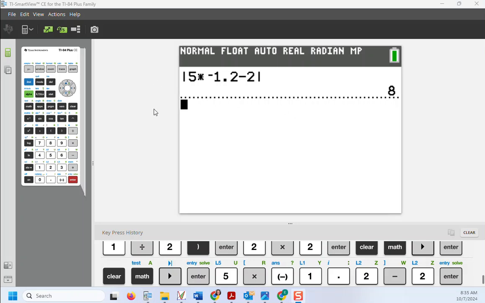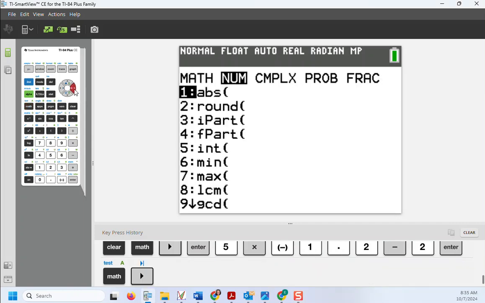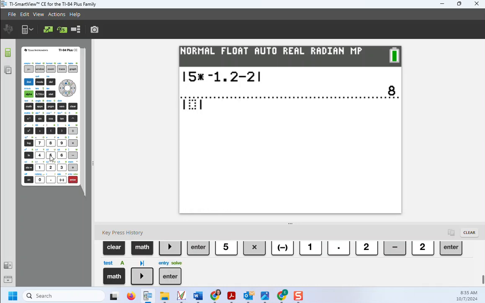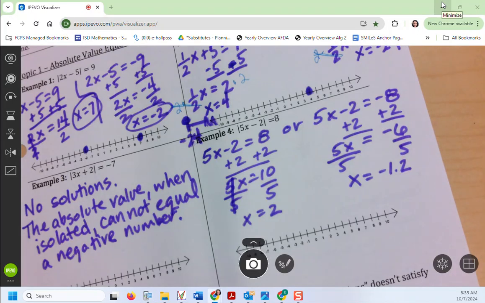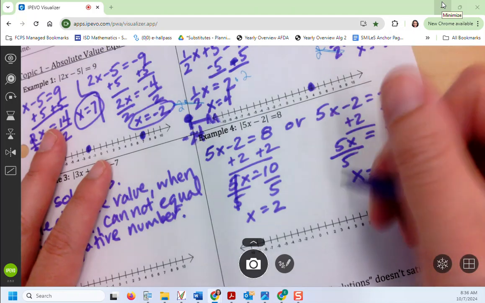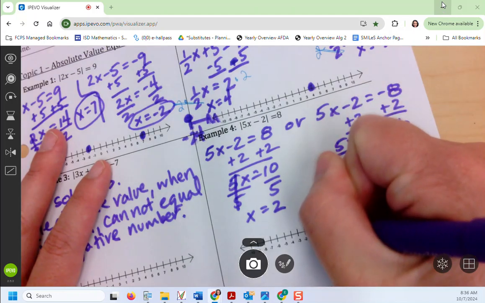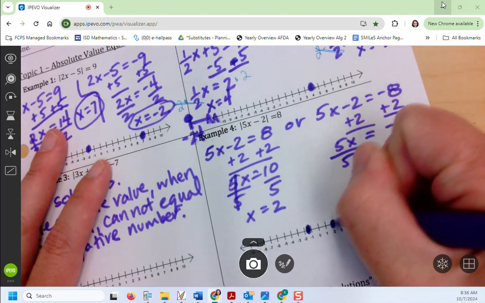All right, so I'm going to also check the other answer. I'm going to do the steps again if you want to see these steps. I press the math button, I use the right arrow to go to num, and I press enter to choose ABS. 5 times, I'm checking my answer 2, and then minus 2. Enter. And it also gave me 8, so both answers work. So I checked my answers. I'm going to put negative 1.2, I'll estimate it to be about here, and then I'll put 2.